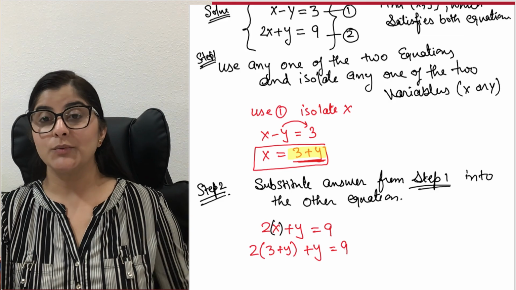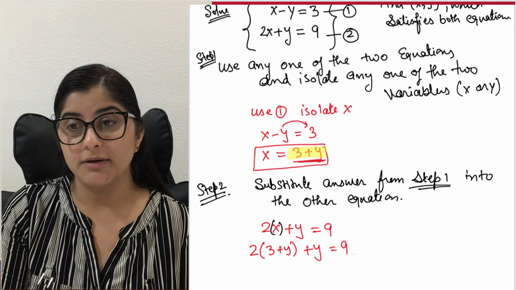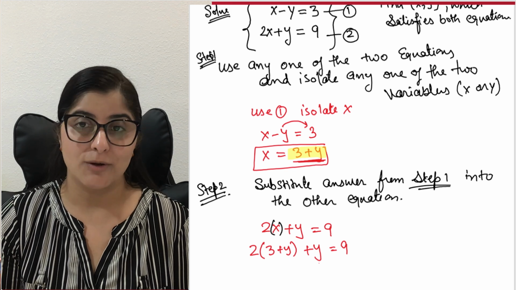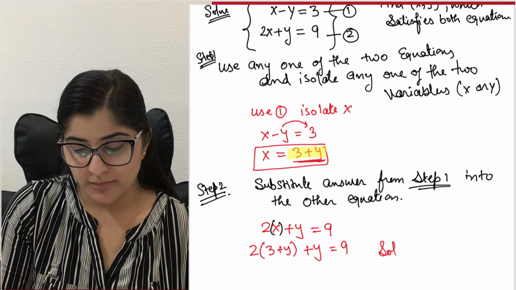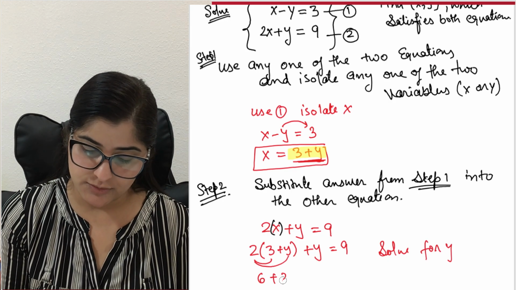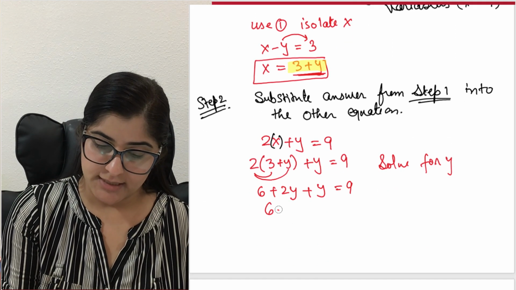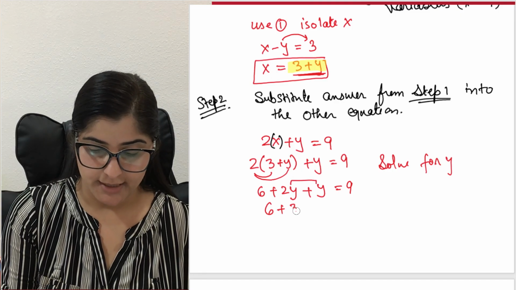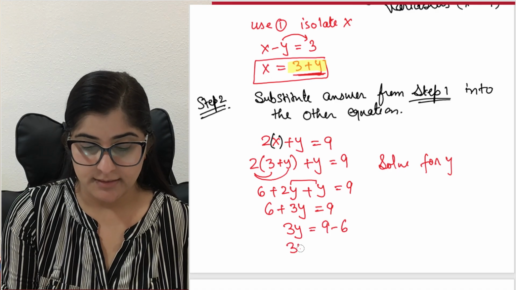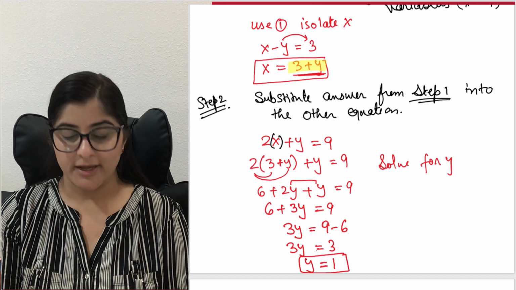So by substituting, what do we get? We get a new equation that has only one variable, only y now, no more x. In one equation, if only one thing is missing, we can solve it for the missing value. So now solve for y. So distribute: 6 plus 2y plus y is equal to 9. Combine like terms and isolate y. So 3y is equal to 9 minus 6. 3y is equal to 3, and we get y value is equal to 1.